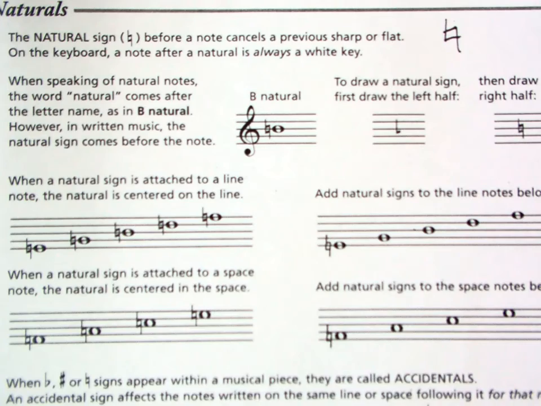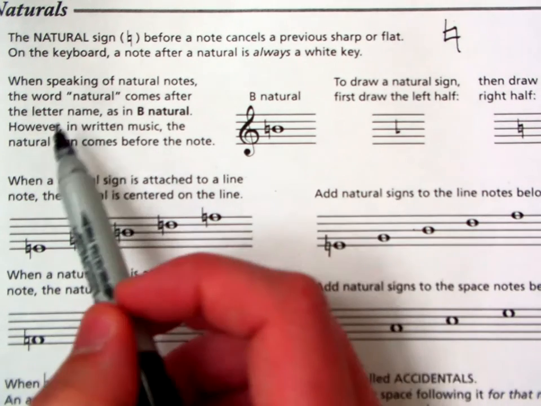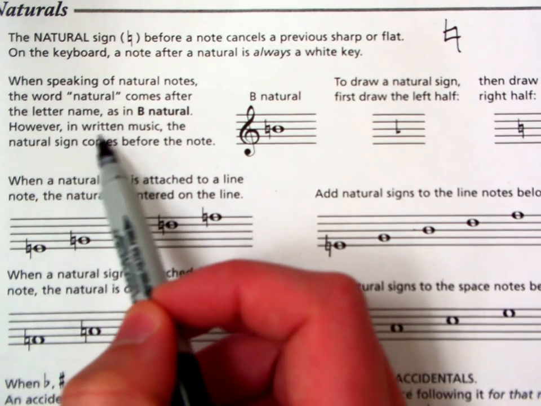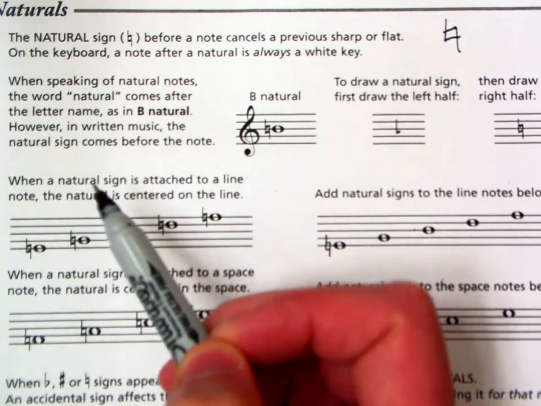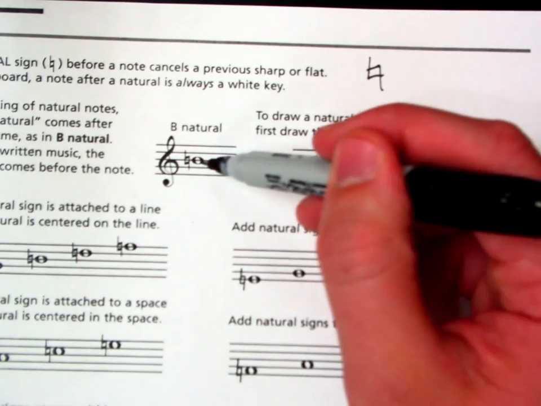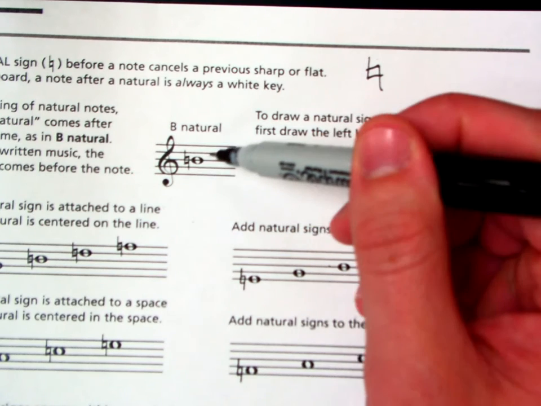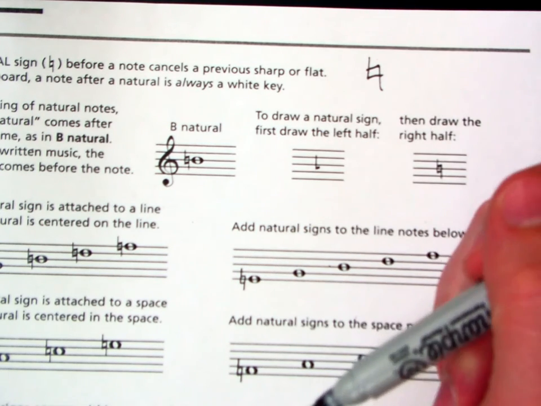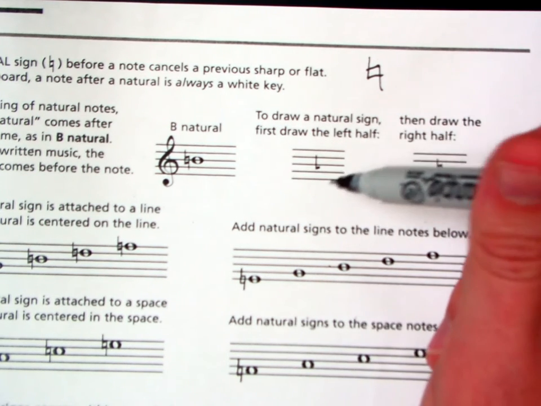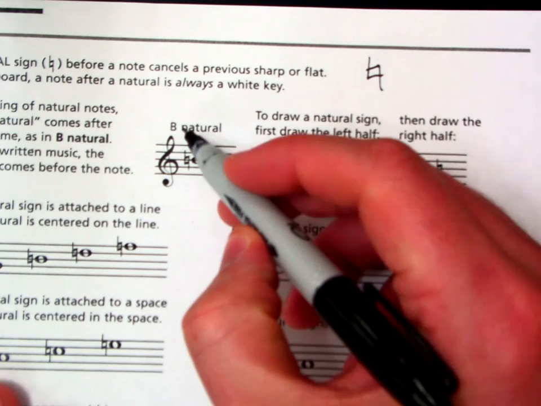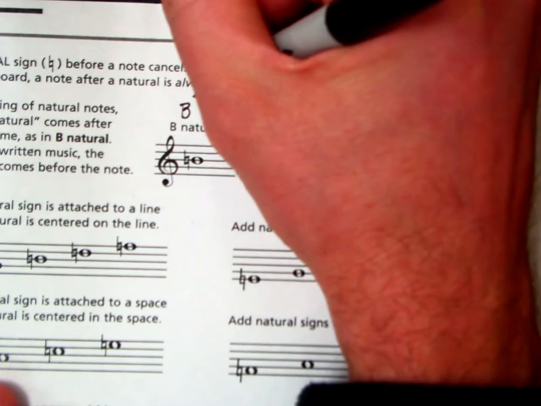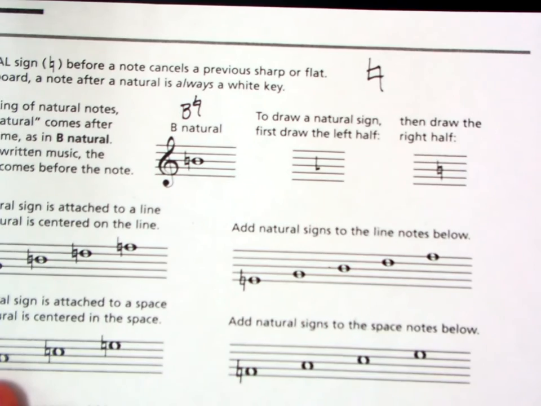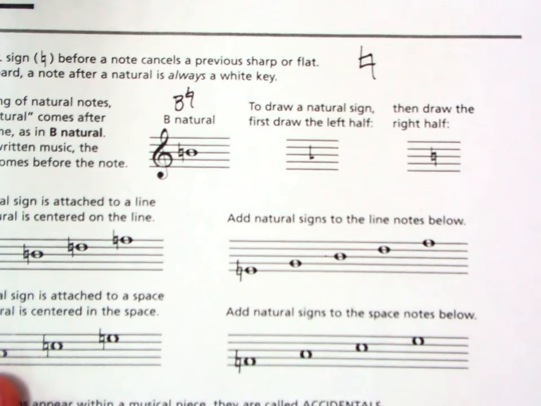Right? Accidentals. So when speaking of natural notes, the word natural comes after the letter name, as in B natural. However, in written music, the natural sign comes before the note. So same as everything we've done so far. If we're writing the note on the staff, the natural sign has to come before the note, just as the flat sign or sharp sign would. And then if we're actually writing it out, we would do it like this: B natural, or B natural with the sign, either of those two things.